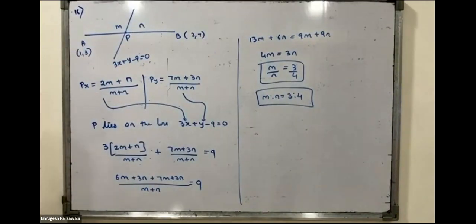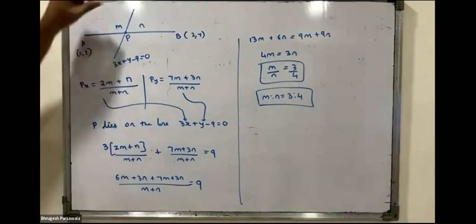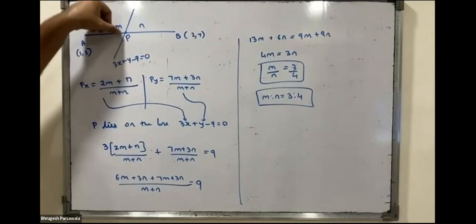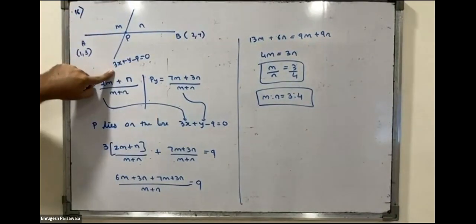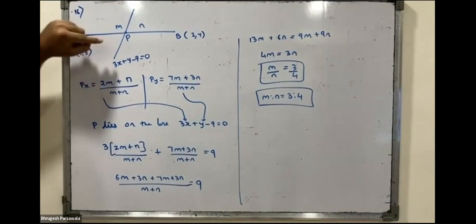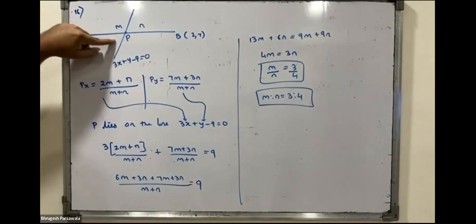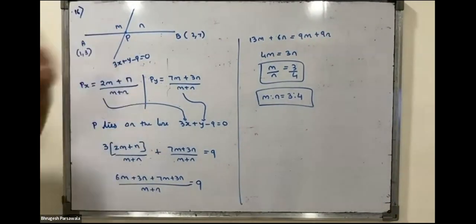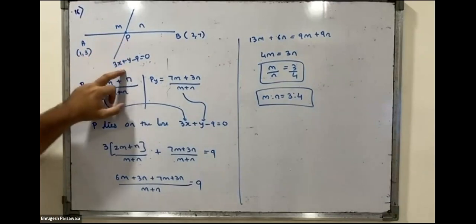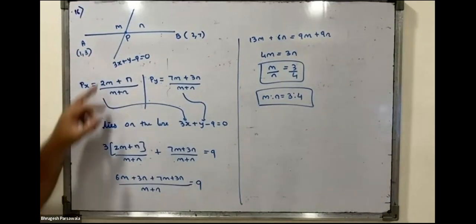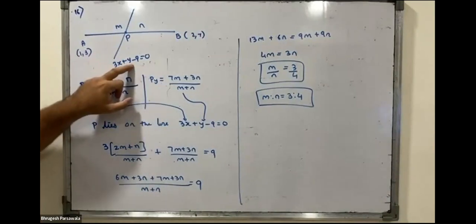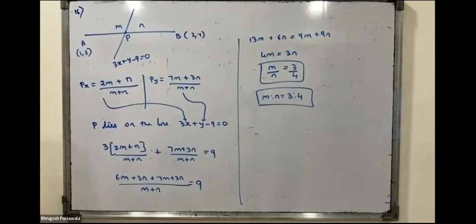But always remember, and if you will agree with me, that when a point lies on the line, this point P is lying on this line, it should satisfy the equation. Meaning any point x, y, if it lies on the line, it will satisfy the equation. So the x coordinate of P is substituted here, the y coordinate of P is substituted in place of y, and I try to solve the equation. From that I found the ratio m:n.